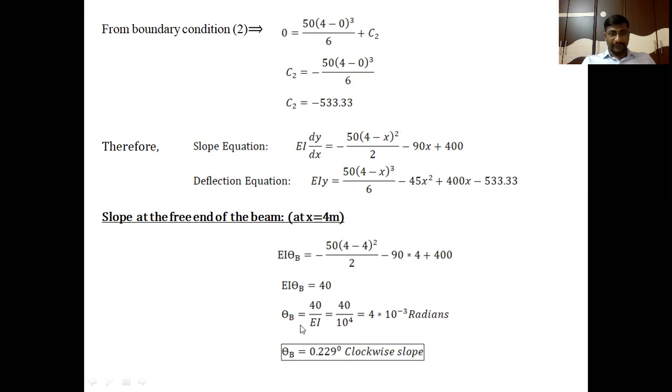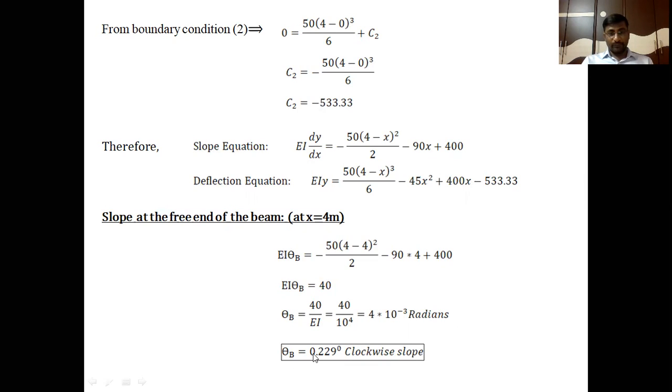EI value is 10 to the power of 4 kilonewton meter square. So 40 by 10 to the power of 4 will give 4 into 10 to the power of minus 3, which we get in radians. The slope value comes in radians. If you convert the radians into degrees, simply multiply by 180 by pi. Then we will get the slope in degrees.